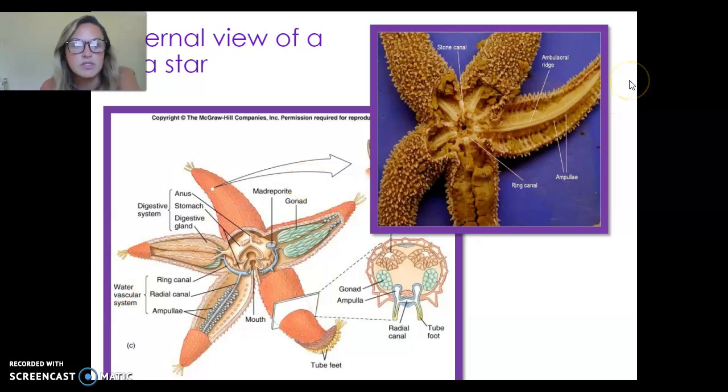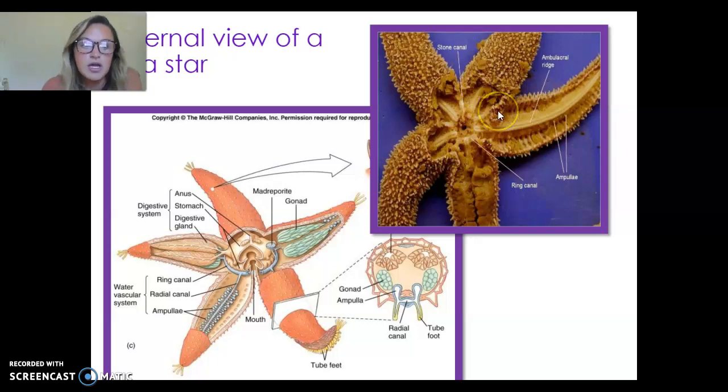They're a little more expensive, and they are very hard to find a good specimen that would look as clear as this image here. So in this image, we can see that we've got the ambulacral ridge, we've got the ampullae, the ring canal, and then your stone canal as well. This is where your stomach and the gonads are located.